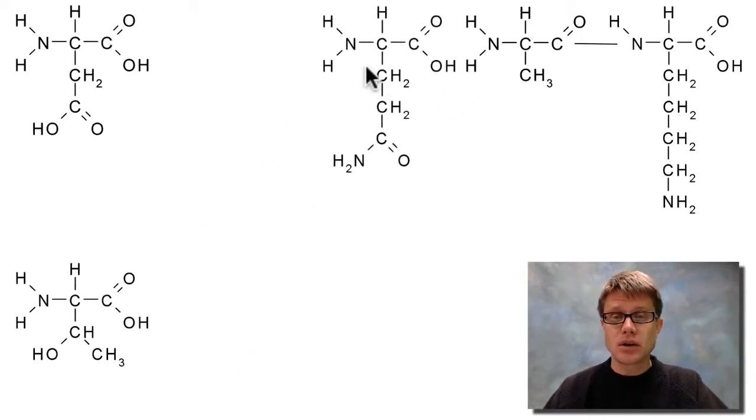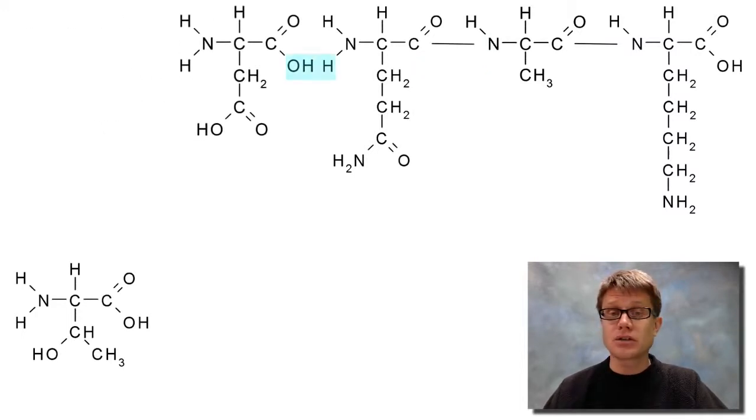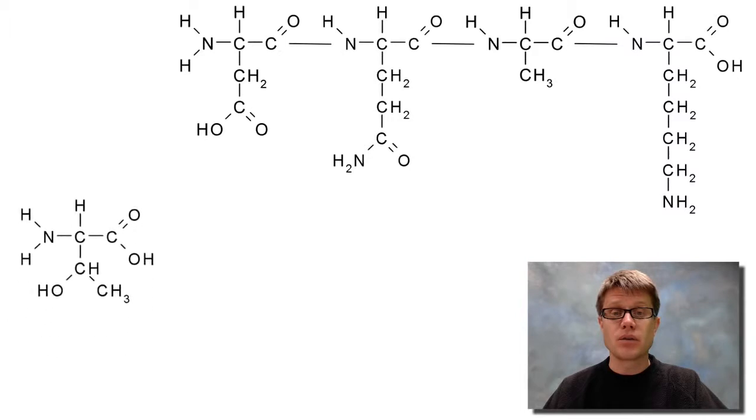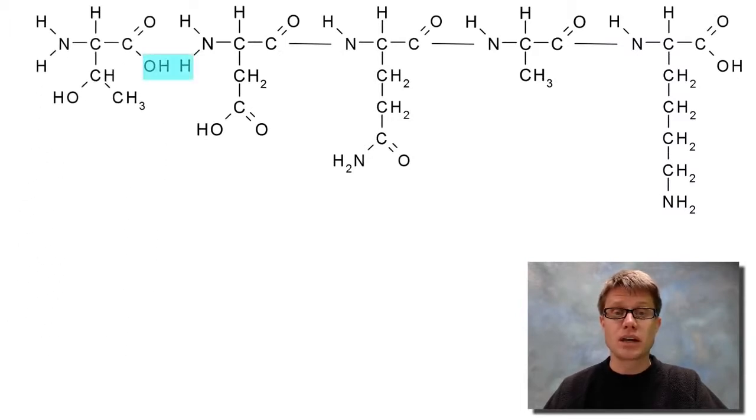But let's attach another one. So now we bring another one right next to it. You can see that the hydroxyl group of the carboxyl group is attaching to the hydrogen. We're going to lose a water, and then we're going to form another covalent bond. Then we put another one next to it. We lose another water. We form a covalent bond. And we do that again.